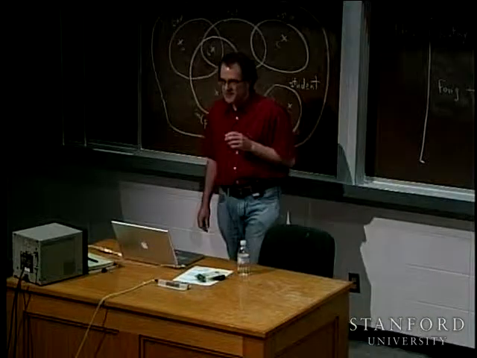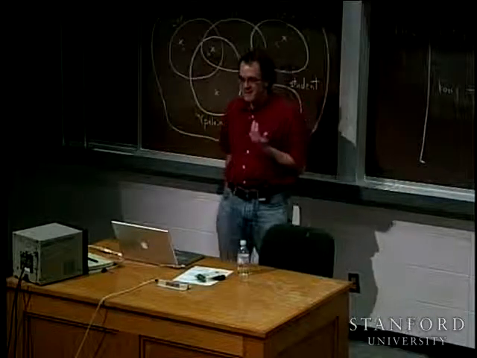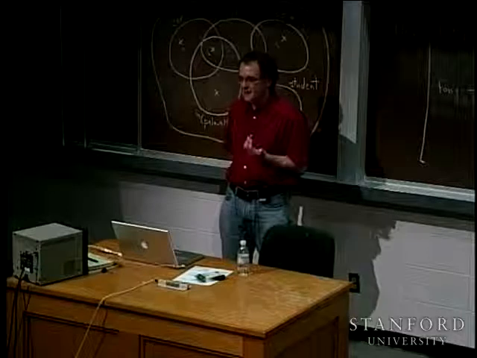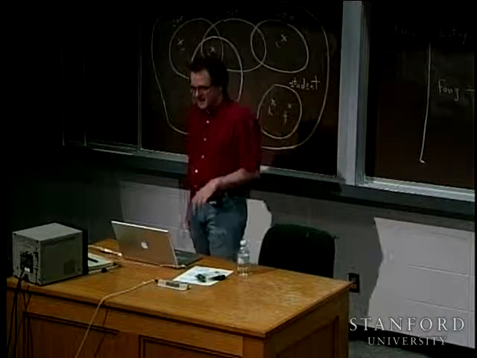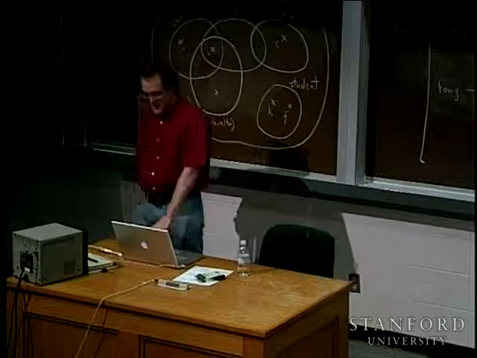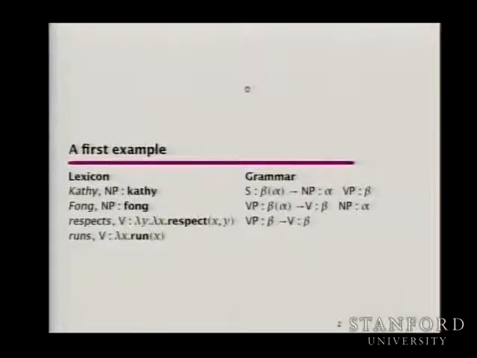Okay, so first of all, for the first couple of slides, I'm going to recap in a slightly more formal way the material that we talked about last time, and then go on and talk about how we can get further than this. This looks familiar from last time. We have two people, Kathy and Fong. We have a verb respects, which we're representing with lambda calculus taking two arguments, and an intransitive verb run. And then here's our grammar.